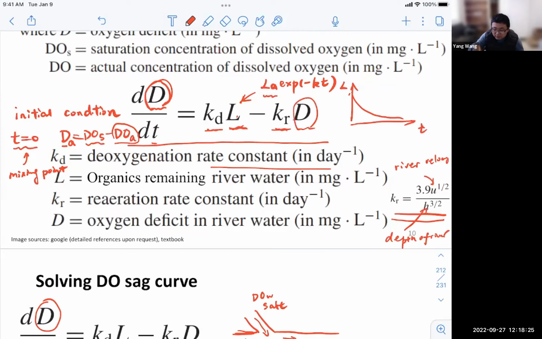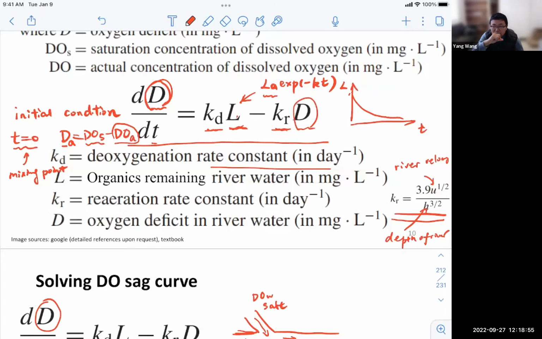Okay, so you can think of it, let's say we have a river and it has a very fast flowing speed. If it has a fast flowing speed, it means that the river is going to be more turbulent. If you have a more turbulent river, then the reaeration process is going to be faster because you generate more waves, more bubbles, and there's a better contact between the river and the air. So the oxygen can get pumped back more quickly. And then it's also dependent on the depths.